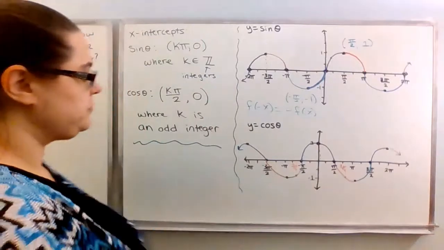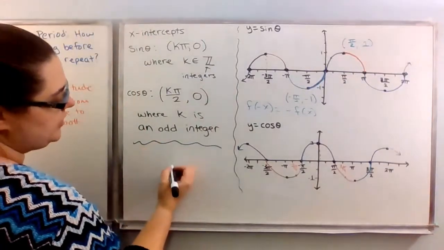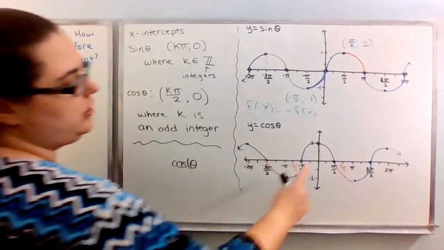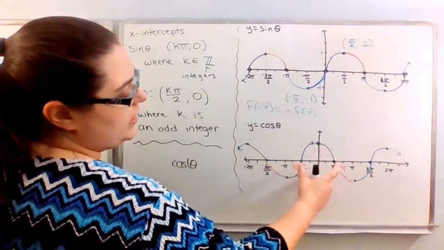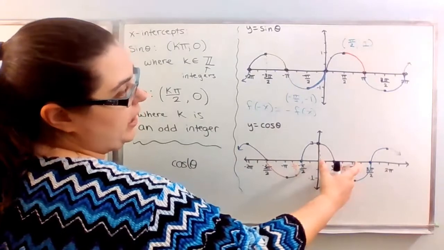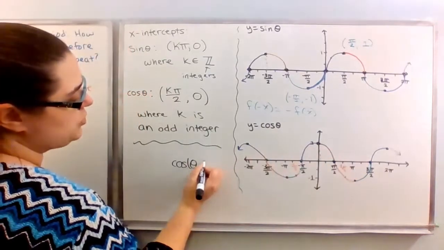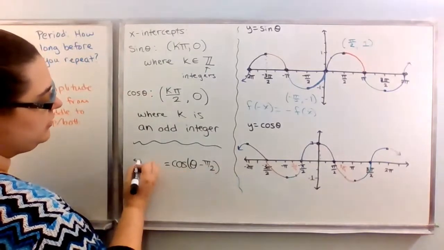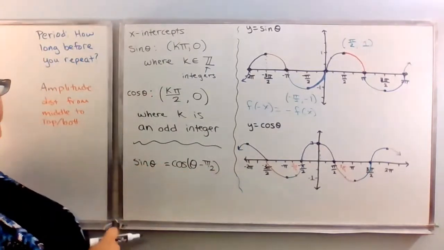So for example, if I take cosine of my angle, cosine of theta, and I shift it to the right by pi halves, so I subtract pi halves, that will give me sine of theta.